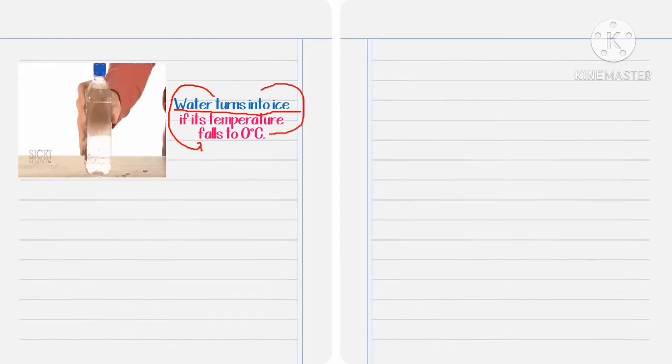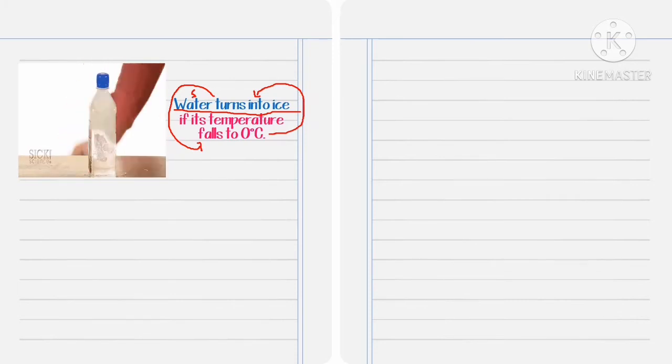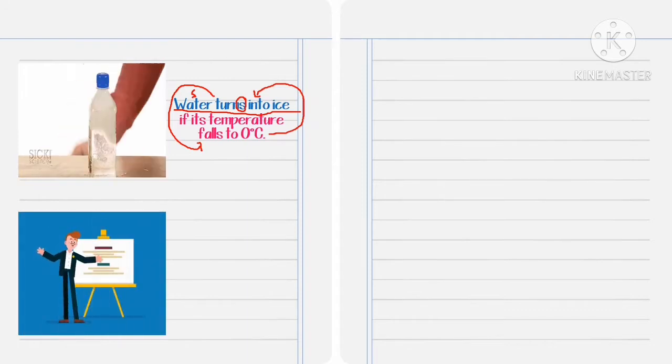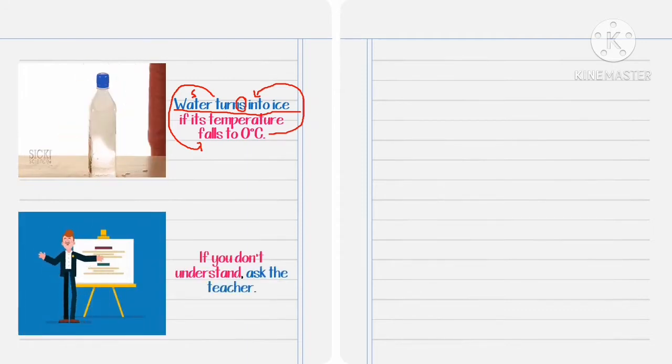So, what would happen? It will turn into ice. Okay? So, water, singular. If the subject is singular, it requires a singular verb. So, it ends with S. So, this is what we call a general truth: if the temperature of the water falls to 0 degrees Celsius, it will turn into ice.